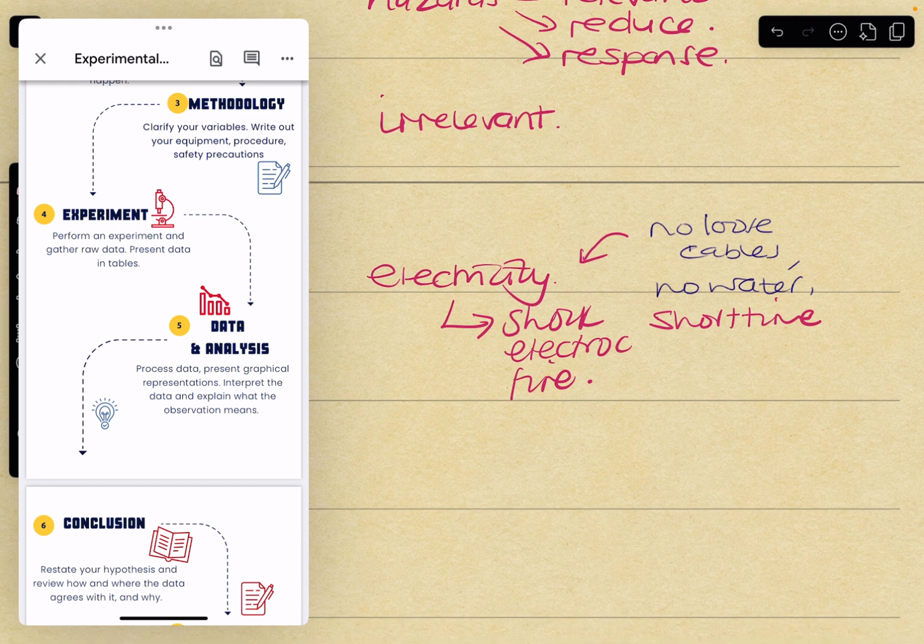If it did happen, if we did have a fire, we would use a fire device such as a fire blanket or a sand bucket or a fire extinguisher to put out the fire. If there was electrocution, we would seek medical assistance, similarly with shock.